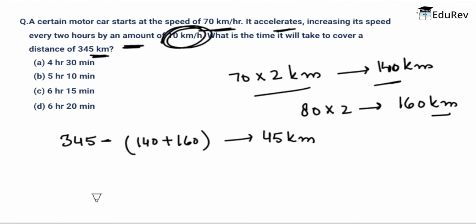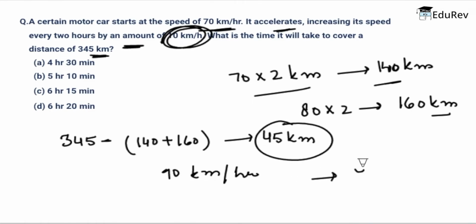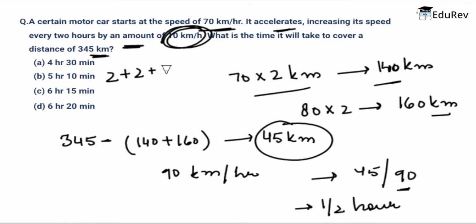Therefore, the speed in the 5th hour is going to be 90 kilometers per hour. Correct? Also, the time the car takes to cover 45 kilometers is going to be 45 upon 90 hours. Okay? So, it is going to be nothing but half hour. Therefore, the total time taken is going to be 4 plus half. That is 4.5 hours. So, the correct option is going to be option number A, that is 4.5 hours.